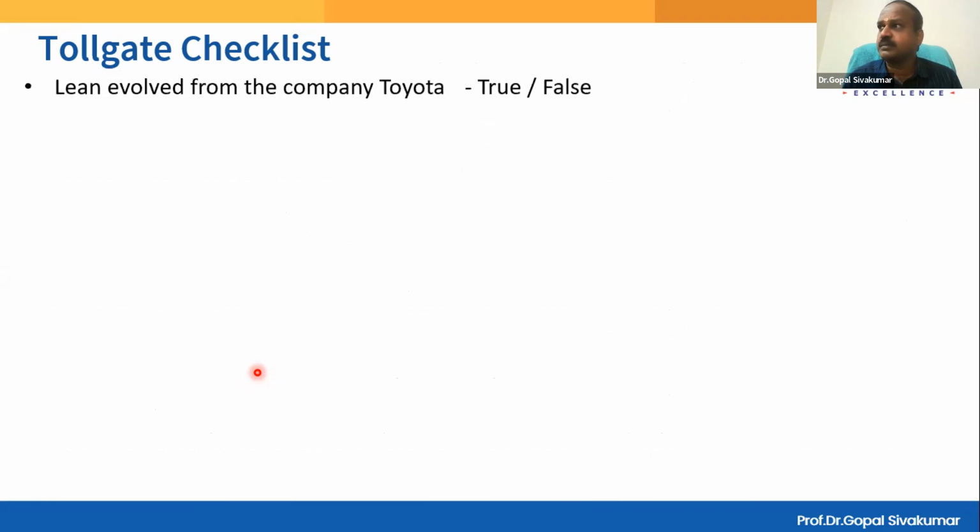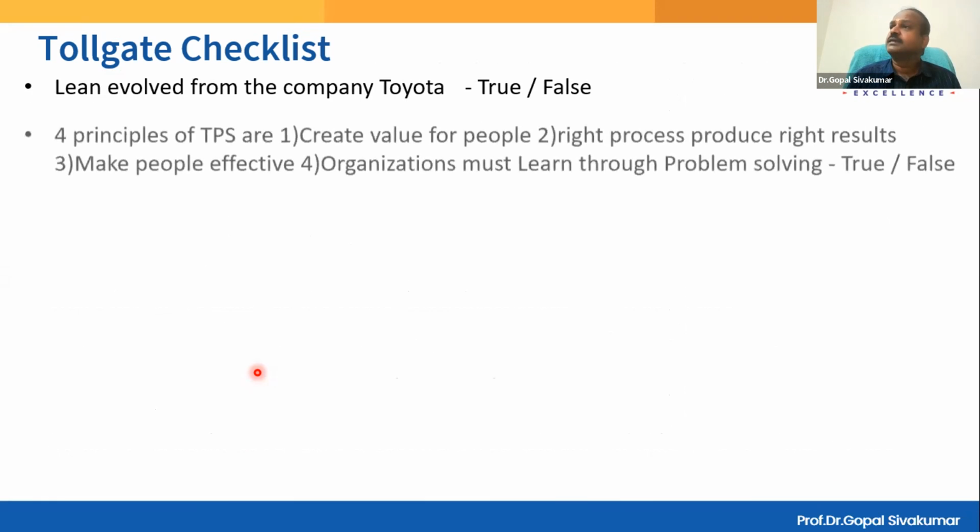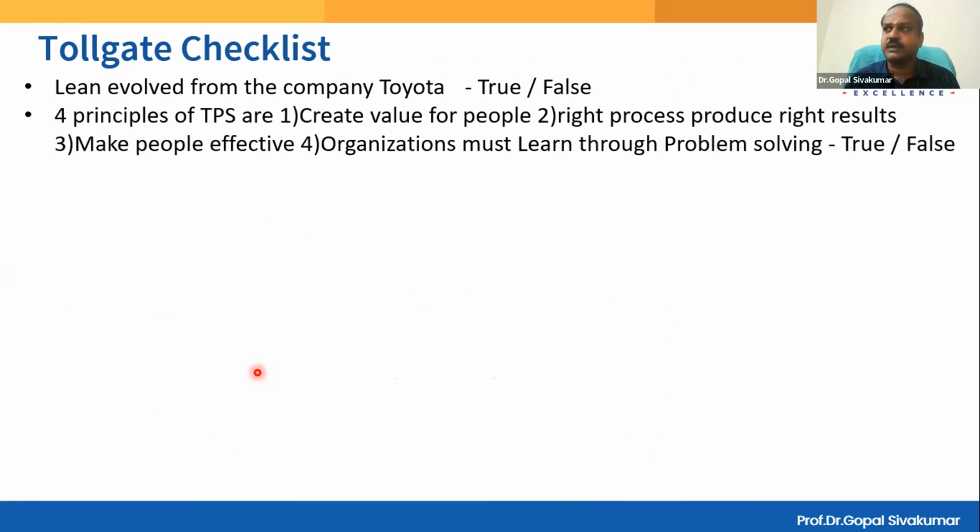Lean evolved from the company Toyota Motor Corporation, isn't it? So the important principles of TPS, the Toyota Production System, we call it lean. The basic principle behind TPS is to focus on creating value. Don't just focus on making money. Money you will be making automatically, but your goal should be to create value.